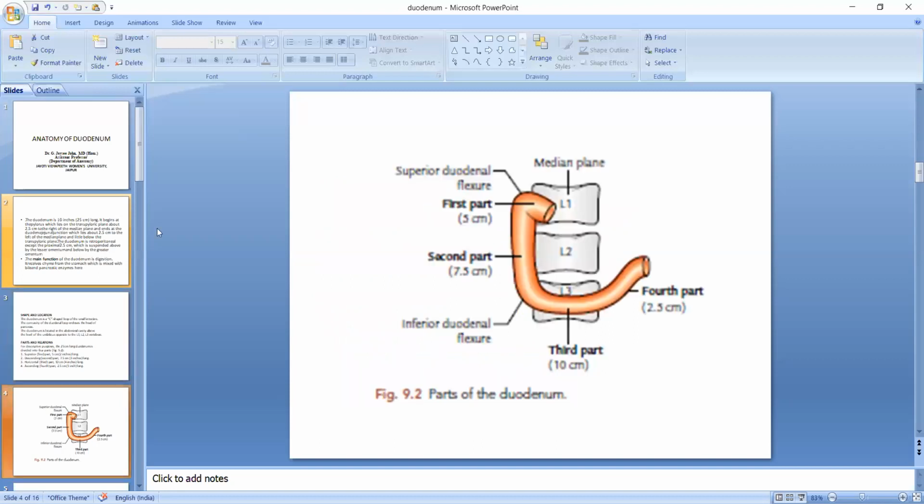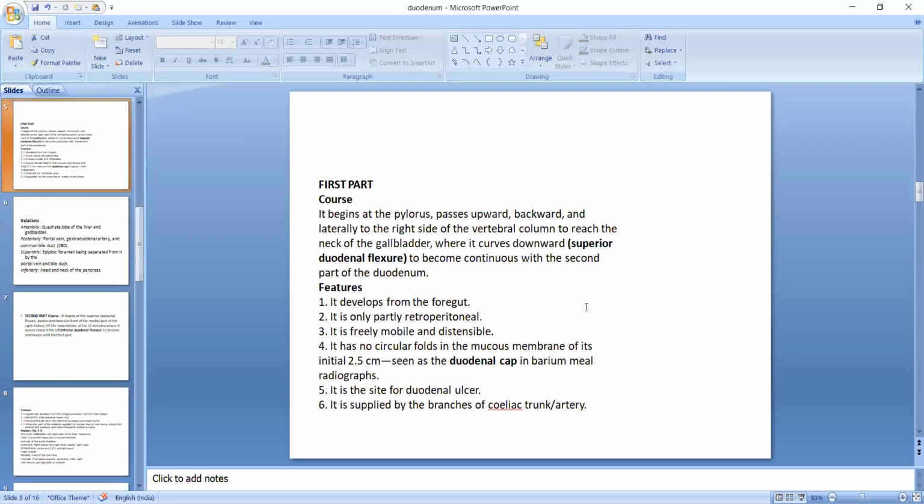We can see here this is the first part, this is the second part, this is the third part, and this is the fourth part, and it lies against the L1, L2, L3 vertebrae. First part: it begins at the pylorus, passes upwards, backwards, and laterally to the right side of the vertebral column to reach the neck of the gallbladder, where it curves downwards to become continuous with the second part of the duodenum. And what are the features?